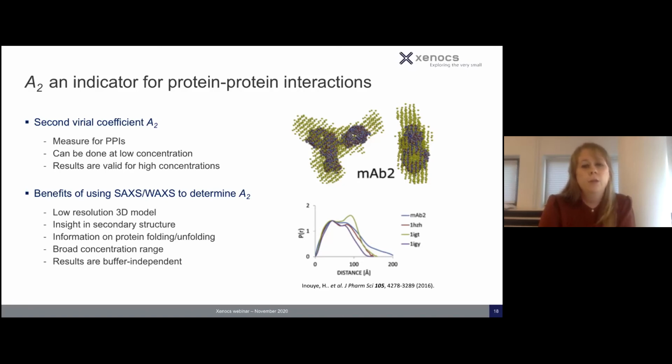The benefits of using SAXS and WAXS to determine this virial coefficient is that you will obtain a 3D model at the same time. You will obtain insights into the secondary structure. You can gain information about protein folding and unfolding, and it can be done on a large concentration range, in this case from 0.5 to 170 milligrams per milliliter. And the results are buffer independent. And this is important because this means that you can compare the biologicals' biophysical properties across different formulations.